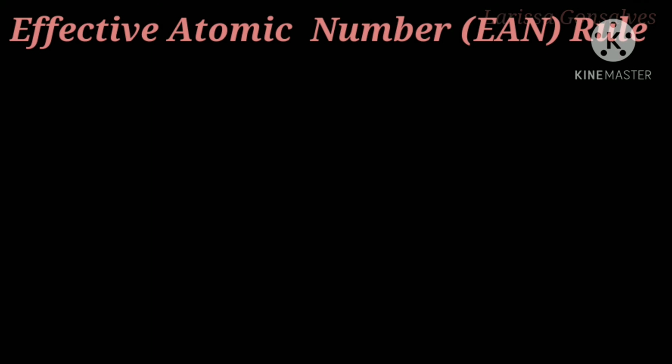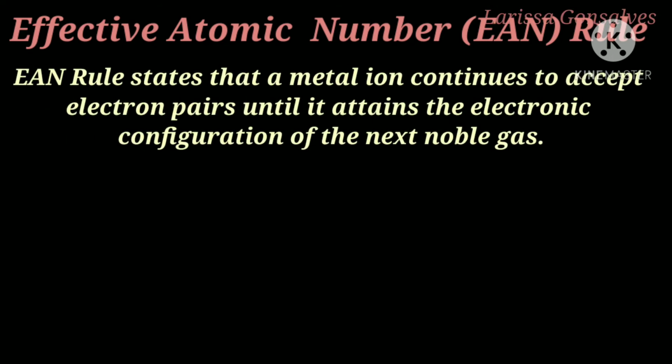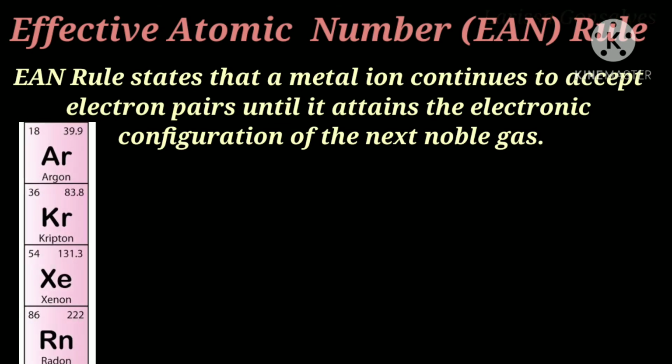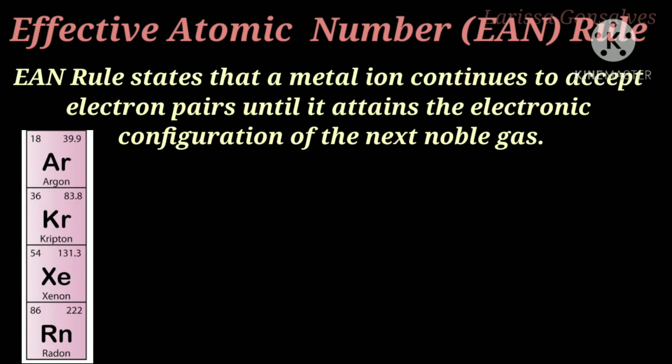The effective atomic number equals the total number of electrons around the central metal ion present in the complex. The EAN rule states that the metal ion continues to accept electron pairs until it attains the electronic configuration of the nearest noble gas. So if the EAN is equal to 18, which is argon, 36, that is krypton, 54, xenon, and 86, radon, then we can say that particular complex obeys the EAN rule.